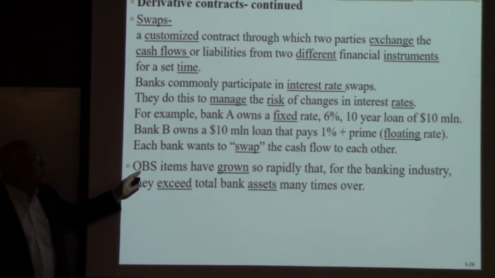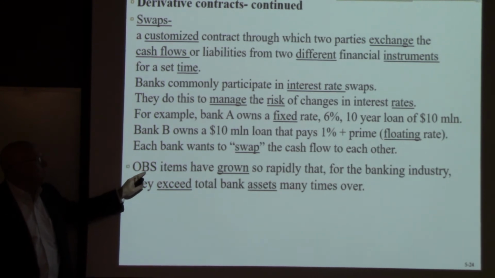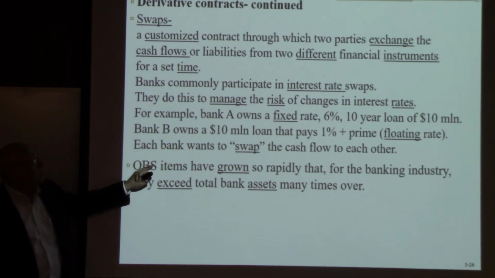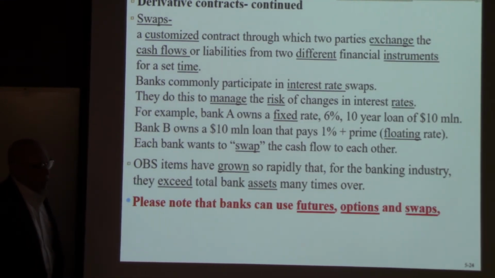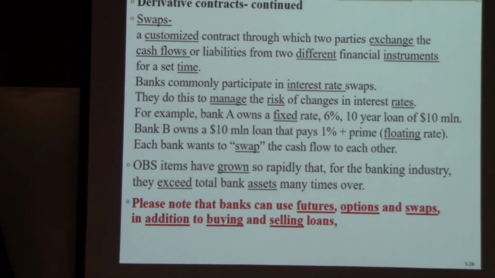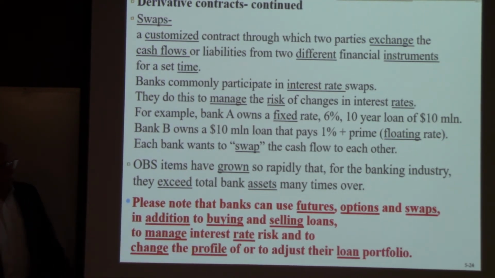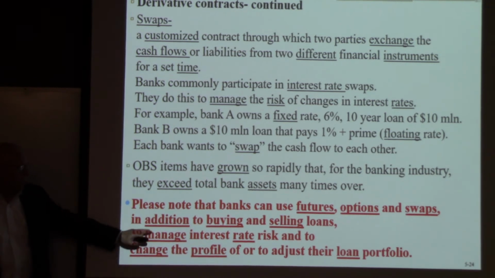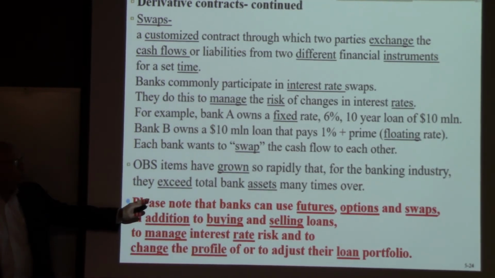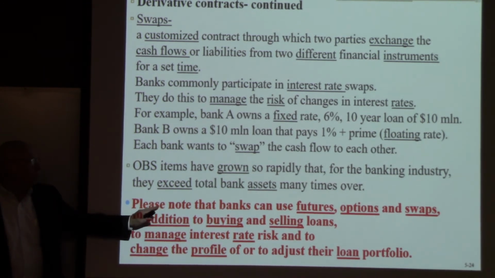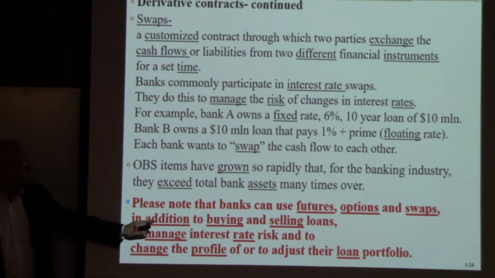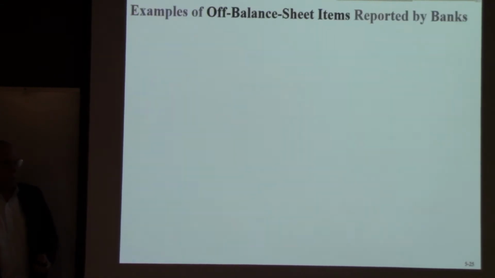We'll see what these look like, how large these have grown over the past couple of decades, and you can see that the value of these off-balance sheet items greatly exceed the bank assets themselves. So note that banks can use futures, options, and swaps in addition to actually buying and selling loans to manage interest rate risk and to adjust their loan portfolio. These are the tools banks have available to modify the way their loan portfolio looks. If the bank or the regulators decide that the loan portfolio doesn't look the way it should, banks can use these tools to adjust it.